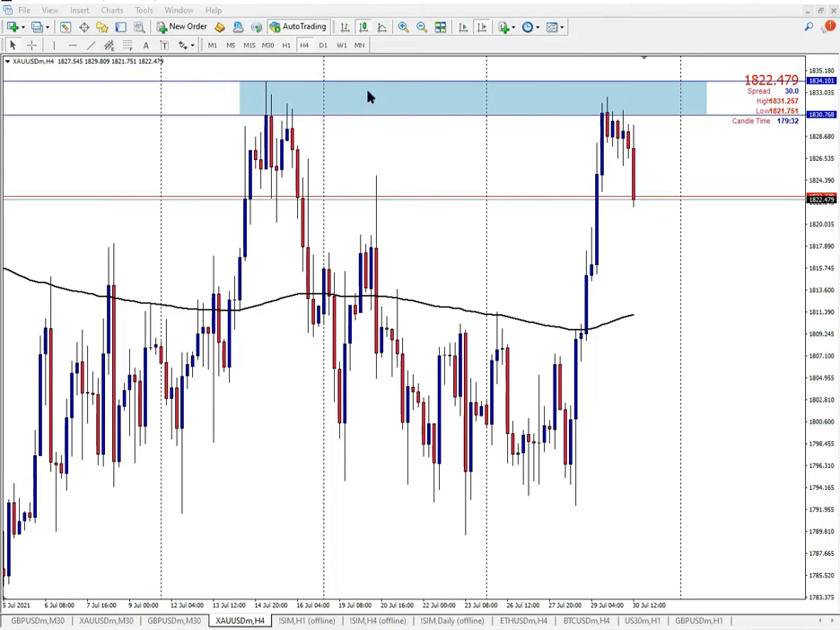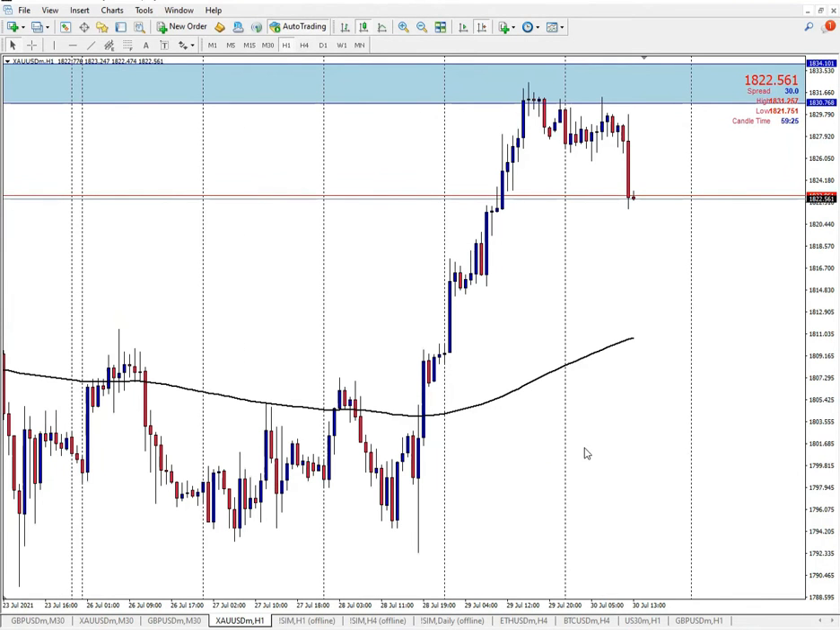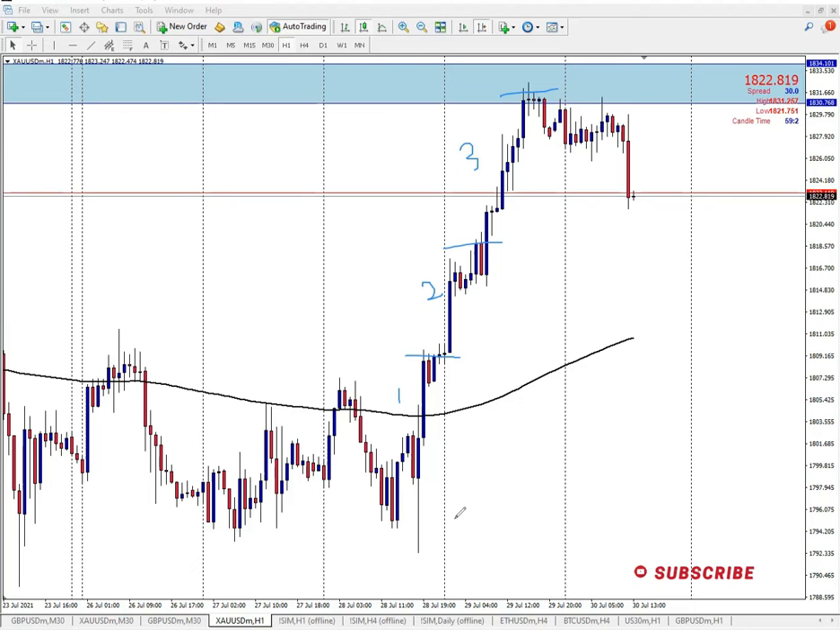So now we zoom down to our H1 to get things clearly. On the H1, you can see we have our level one done, level two, level three. So how do we label this based on the impulse move exhaustion?